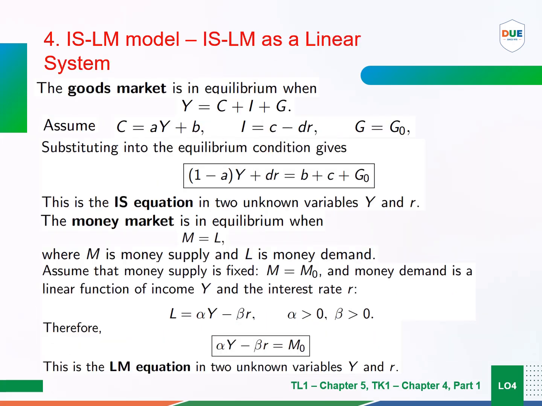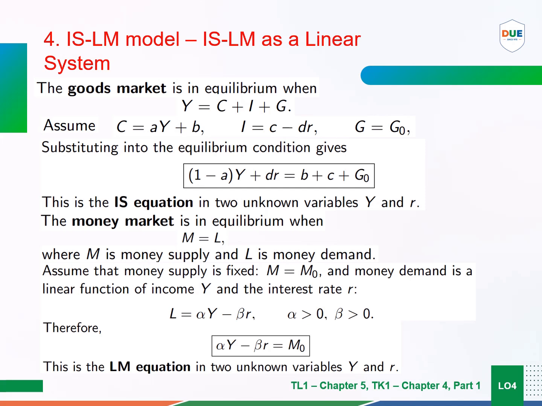Let us now see how the two equations are obtained. First, consider the goods market. Goods market equilibrium requires national income Y to equal total expenditure E. Consumption C depends on income Y, while investment I depends negatively on the interest rate R. After substituting these relationships into the equilibrium condition and rearranging, we obtain the IS equation, which is a linear equation in the two unknowns Y and R.